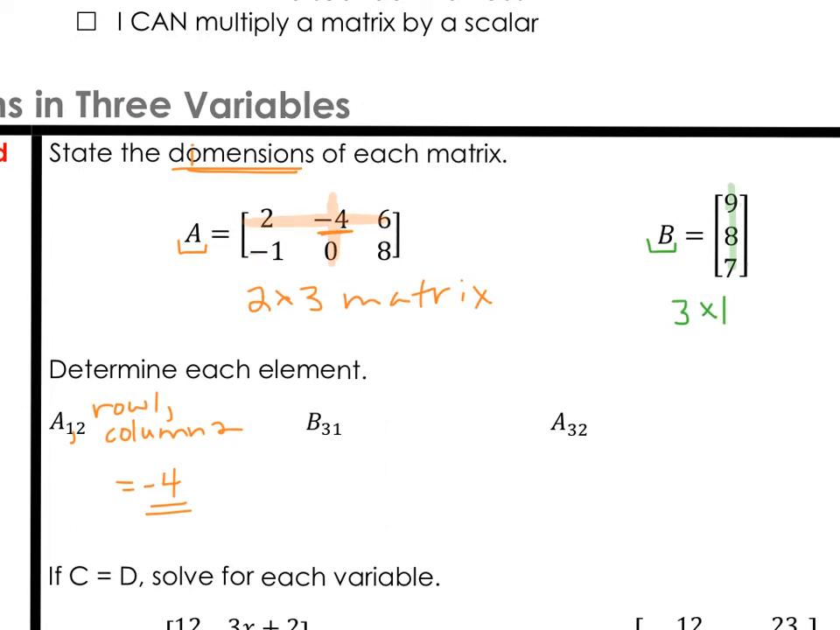You try the next one, B31. See if you can determine the element that represents that location. If we look at 3, 1, it matches at 7. And the last one, A32, that would be row 3, column 2. Well, wait a minute. If that's row 3, we only have 2 rows for matrix A. We have row 1, row 2. There's no row 3. Therefore, this element does not exist. It's not possible.